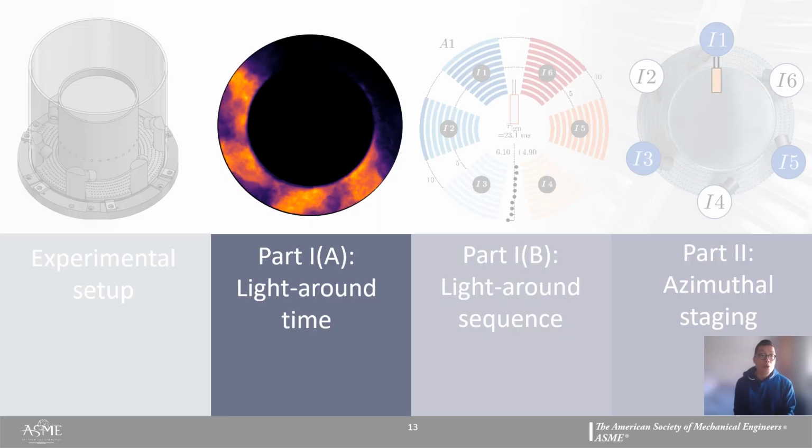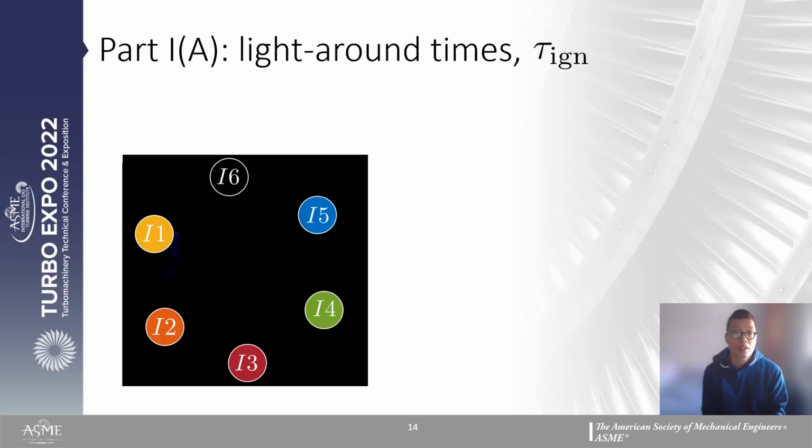Moving on, we will be looking at the light-around time, tau ignition. And tau ignition basically characterizes the time delay for flame-to-flame propagation between the injectors. So first, in this video, we will see that I1 is the first injector to be ignited, and the ignition proceeds in an anti-clockwise sequence.